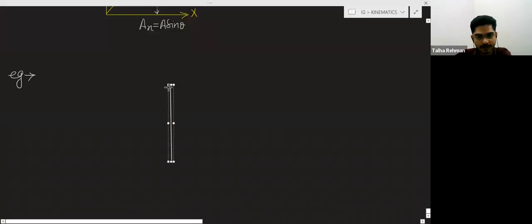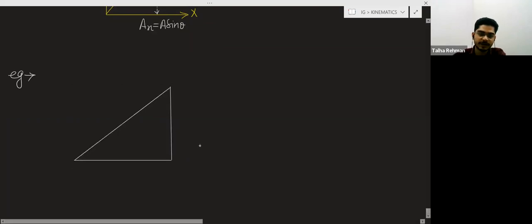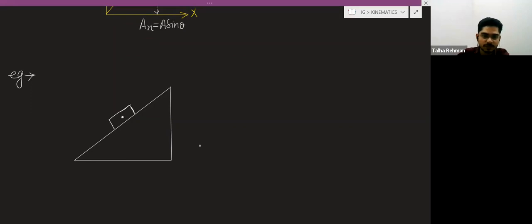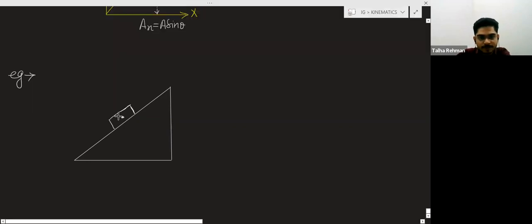Suppose this is an inclined plane. On this inclined plane, suppose a block is placed. So talking about the weight of this block, weight always acts toward the center of the earth, downwards. So weight will be like this. What is the weight? Mass of this block into acceleration due to gravity.